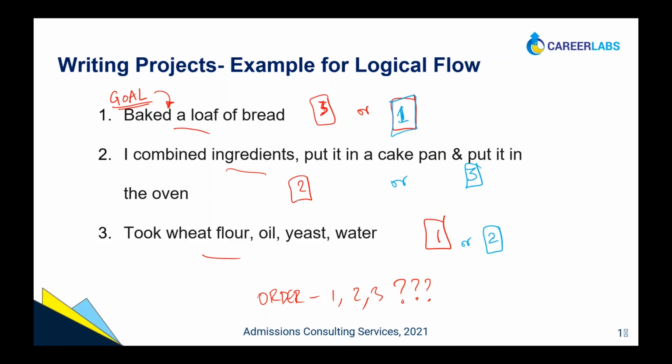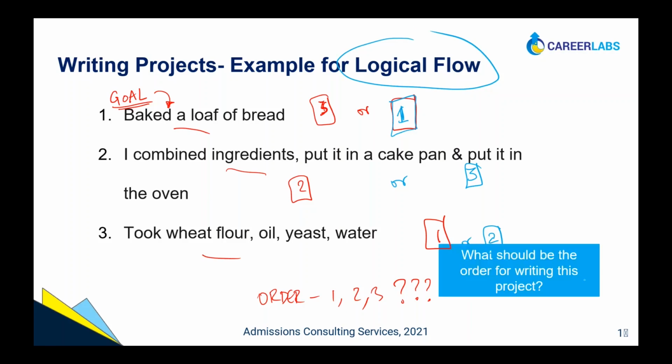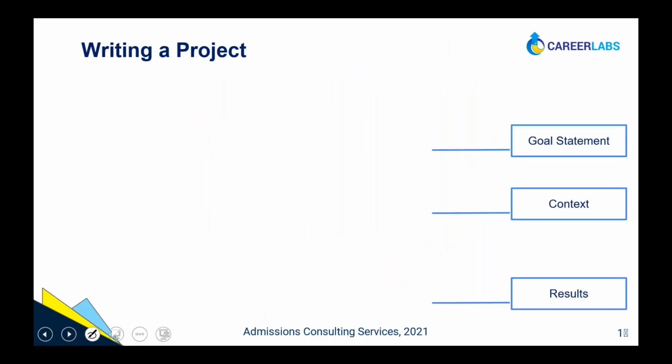But this is all what we call logical flow. Anything that you're writing in a project has to have a logical flow. All right. So with that in mind, we have a lot of other things that we want to take up right now. So what should be the order? We have already discussed this. So in terms of writing a project, keep in mind there's a goal, there's some way of how you do it, and there are some results. All right, so that's always the case.